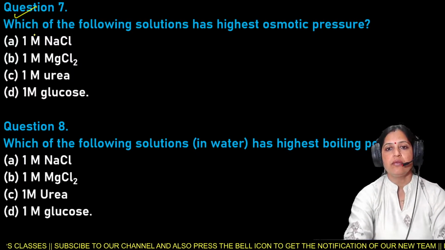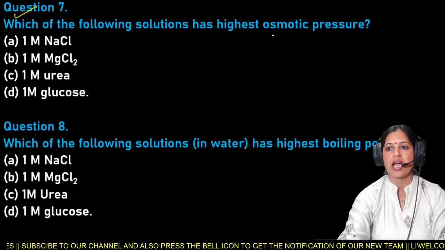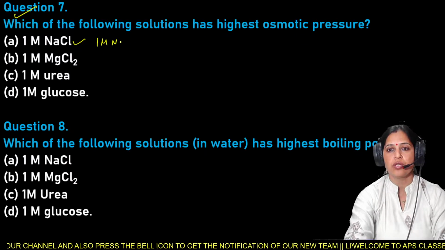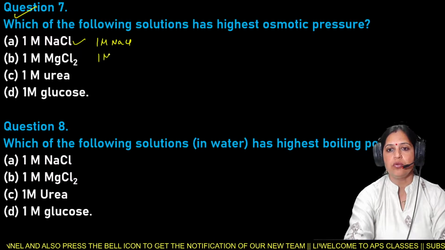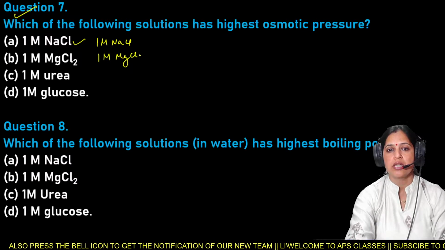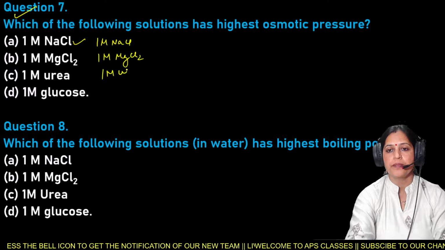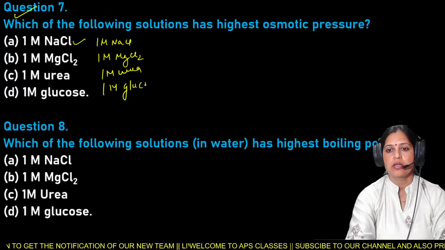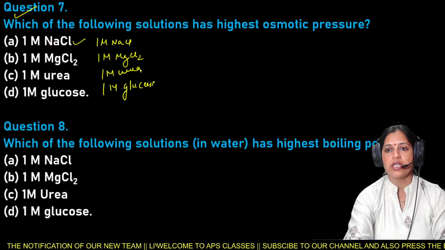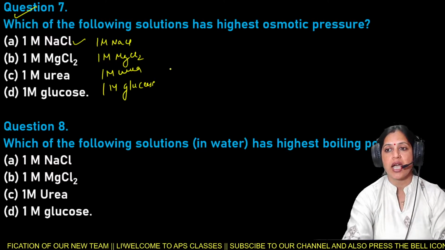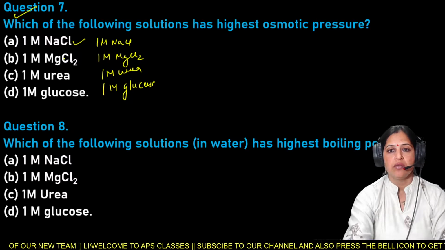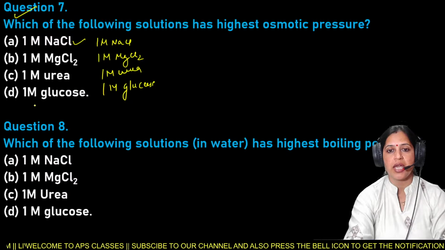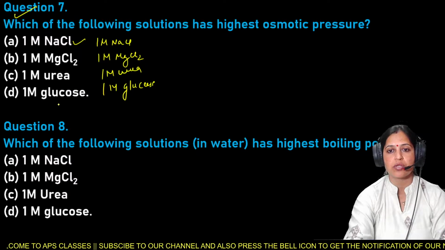Question number 7. Which of the following solutions has the highest osmotic pressure? Options are 1 mole sodium chloride, 1 mole magnesium chloride, 1 mole urea, and 1 mole glucose. Out of these solutions, which has the highest osmotic pressure? And it is your question number 7.